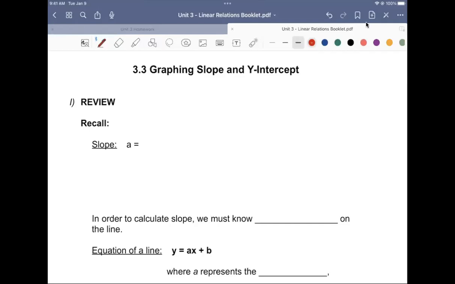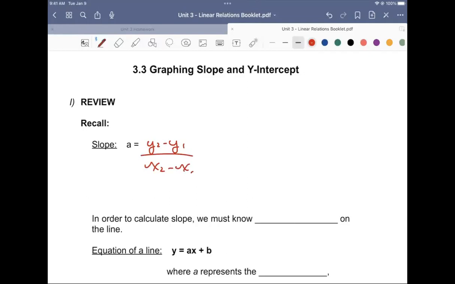All right, so for this lesson, we're on to 3.3, where we're going to look at graphing slope and y-intercept. So essentially just graphing our equation of a line. The first thing that we're going to do is recall our slope equation, which we figured out last lesson, is y2 minus y1 over x2 minus x1.